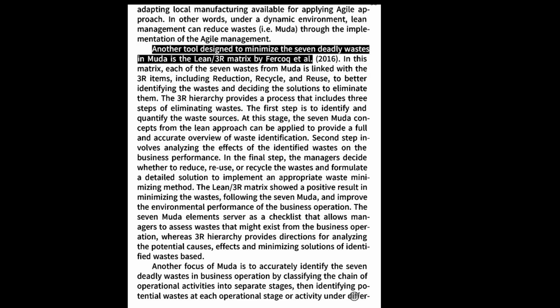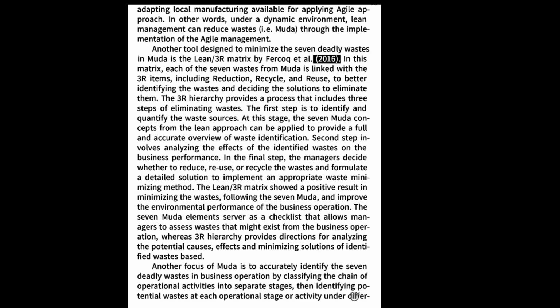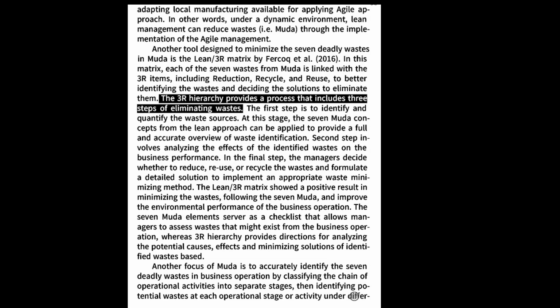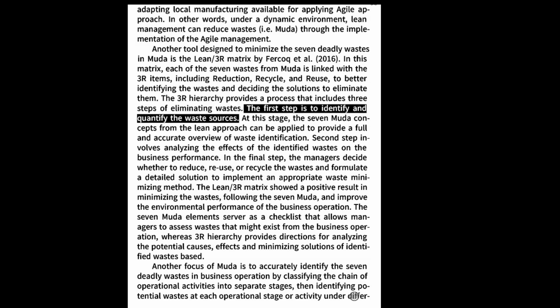Another tool designed to minimize the 7 deadly wastes in Muda is the Lean 3R matrix by Furcock et al. 2016. In this matrix, each of the 7 wastes from Muda is linked with the 3R items, including reduction, recycle, and reuse, to better identify the wastes and decide the solutions to eliminate them. The 3R hierarchy provides a process that includes 3 steps of eliminating wastes. The first step is to identify and quantify the waste sources.